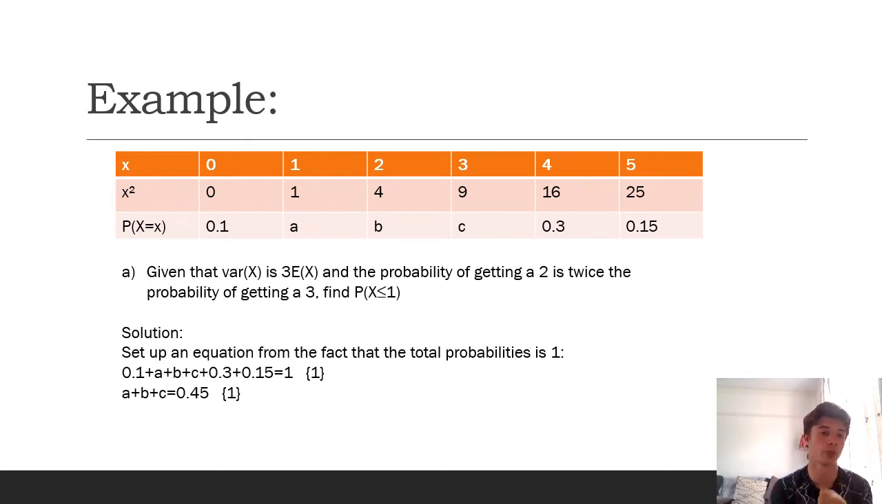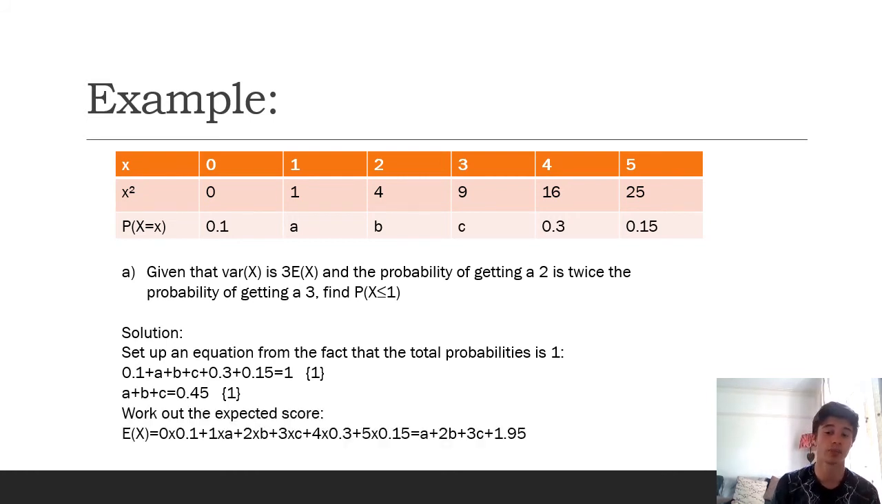So the first piece of information is not even given in the question, but it's just something that is universally always true, and that is probabilities must add up to 1. So I've just added them up over here and simplified a bit, and we have a plus b plus c is 0.45. The expected score we can work out as well, still in terms of a's and b's and c's, and it's a plus 2b plus 3c plus 1.95 when you work that out.